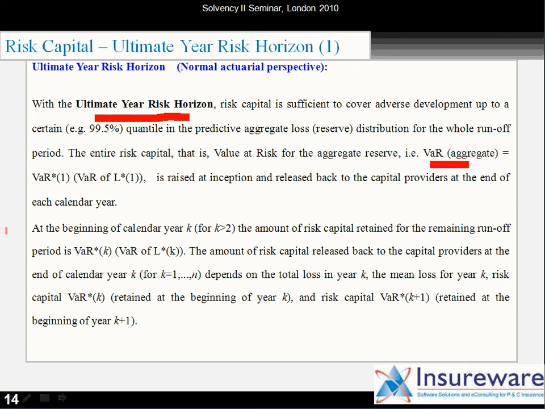So let's now let VaR star 1 denote the VaR of the aggregate distribution from year 1 to runoff, and VaR star K is the VaR of the aggregate distribution from calendar year K to runoff, let's say calendar year N.